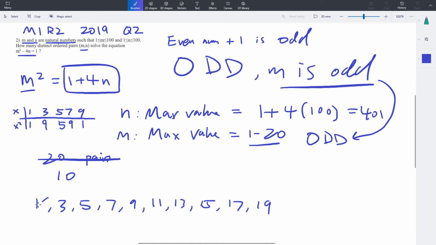Now, I don't know if there's anything else to do at this point, but the lower bound, of course, is that 1 cannot be used, obviously, because the minimum value for the right side is 5. And then 3 works. 5 works. 7. 49, 48. Okay, that works.